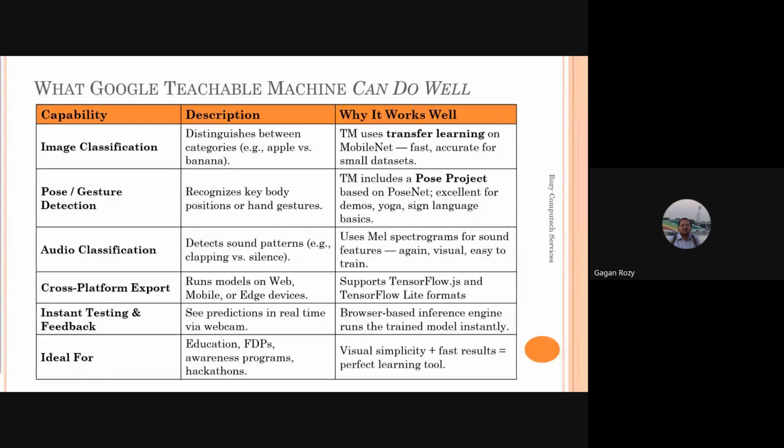It uses a pre-trained convolutional neural network, CNN, that is MobileNet, to identify images and patterns like color, shapes, and textures. Pose recognition works because TM connects to the PoseNet model. PoseNet basically tracks our body's 17 key points and classifies poses like sitting, standing, or raising hands. I'm not going into the detail now because we will work on that in Teachable Machine. And you can do audio classification as well.